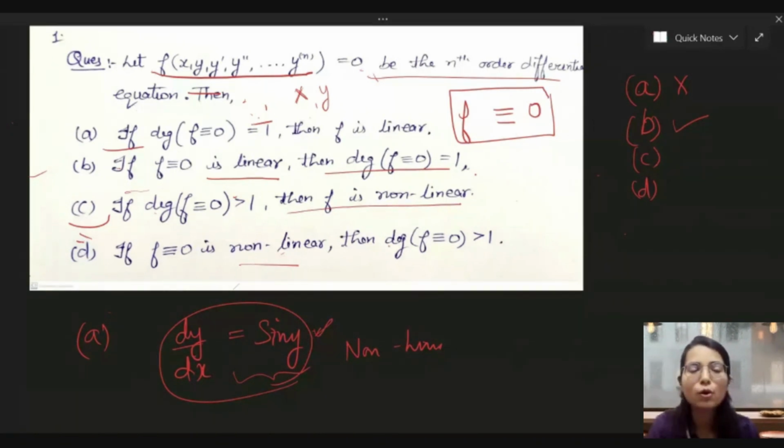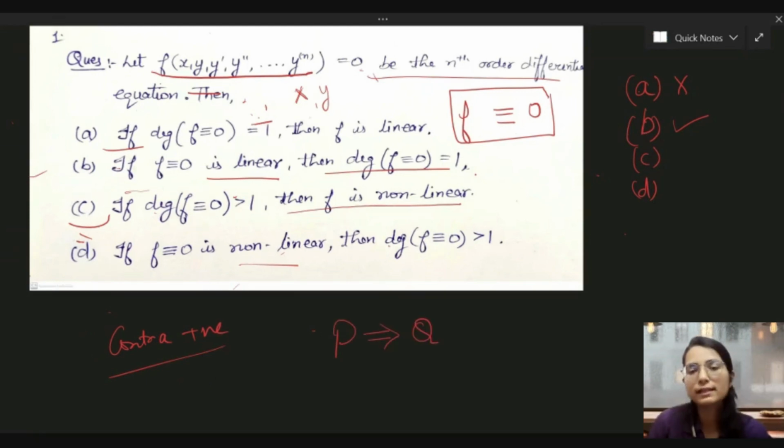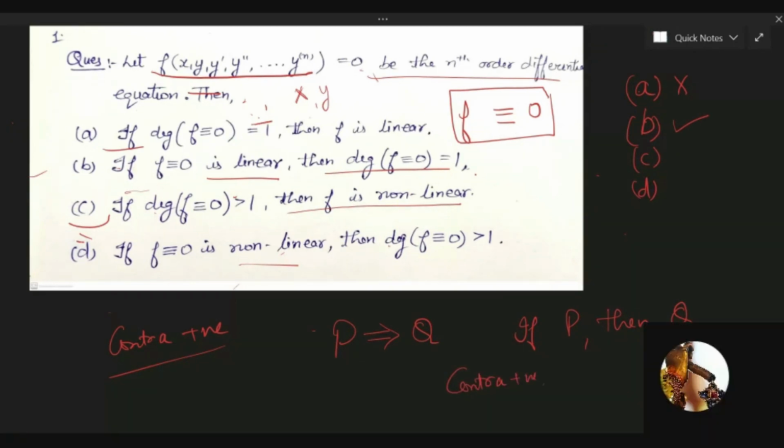Now let us move on to option C. It says if degree is greater than 1, then f is non-linear. If degree of the equation is greater than 1, then it is clearly non-linear. Well, this is nothing but the B statement. Why am I saying this? Because you might have studied contrapositives. I don't know if you have. What is a contrapositive? If a statement says that P implies Q, if P, then Q, what is its contrapositive? If you are asked to find the contrapositive, negation of Q implies negation of P.